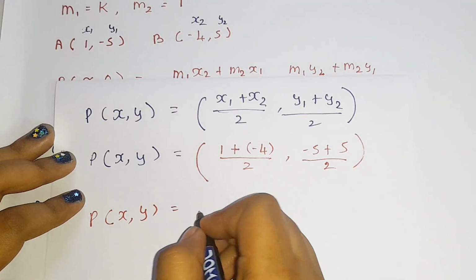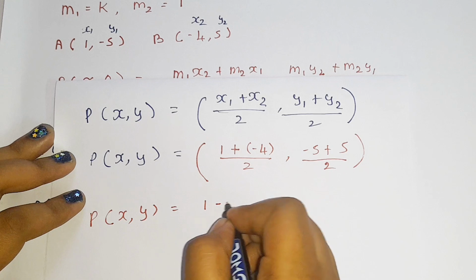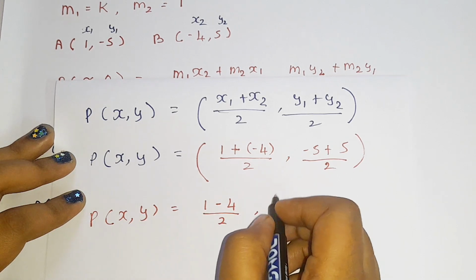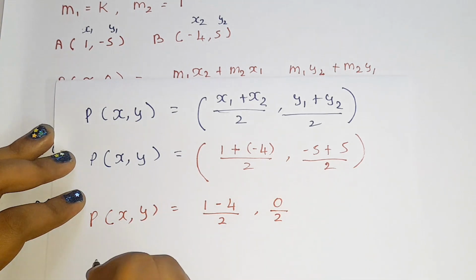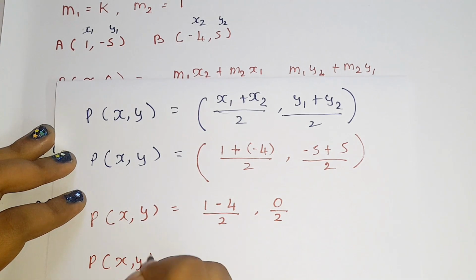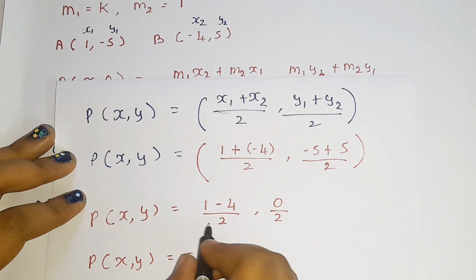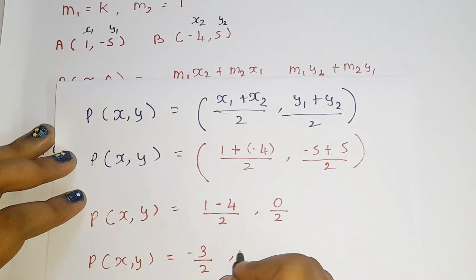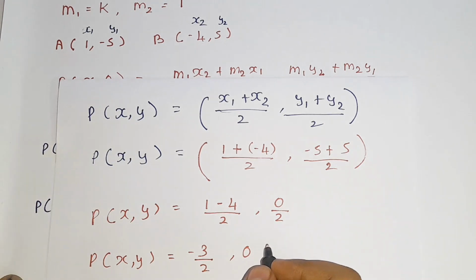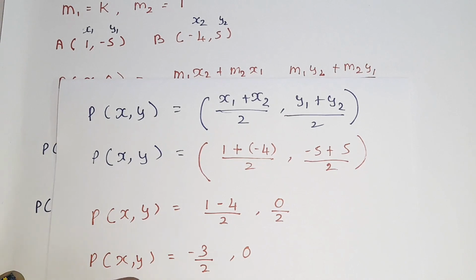So P(x, y) is equal to 1 plus minus 4, so minus 4 plus 1, that is minus 3, divided by 2 comma minus 5 plus 5 is 0, divided by 2, of course it will be 0. So likewise we got this value. So what are the coordinates of P? The coordinates of P are minus 3 by 2 comma 0. So this is our answer.